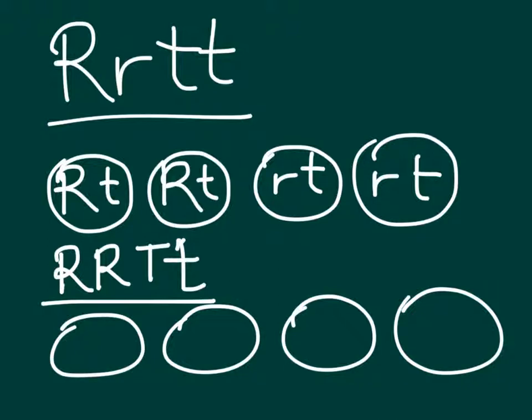What's the only possibility for an allele for the first trait? The only possibility is capital R.